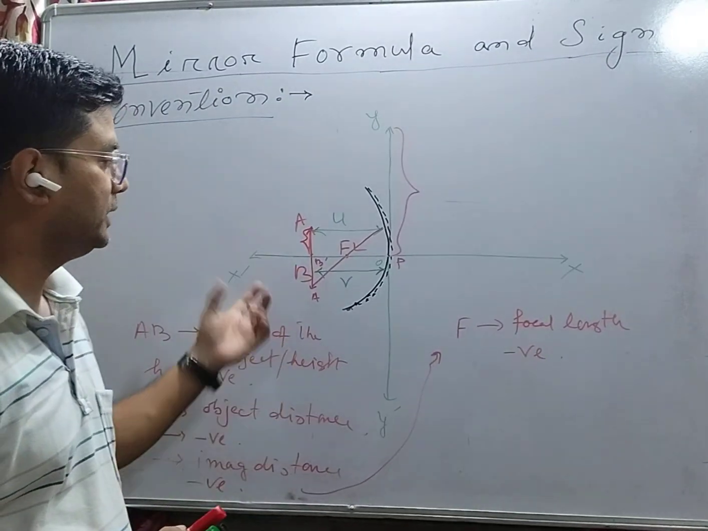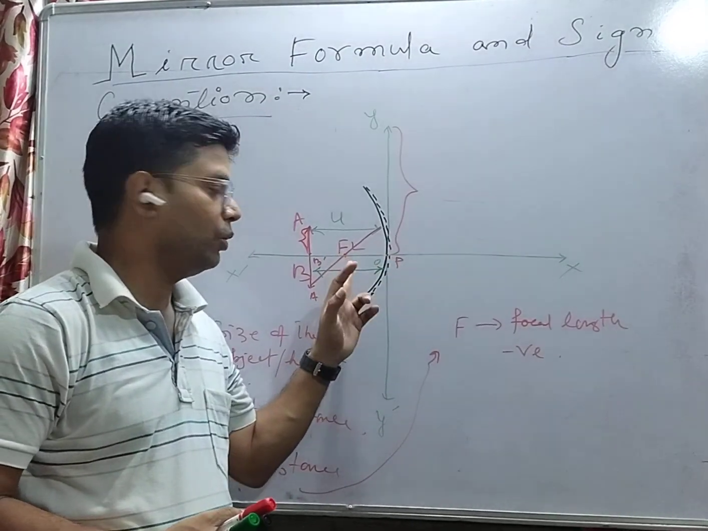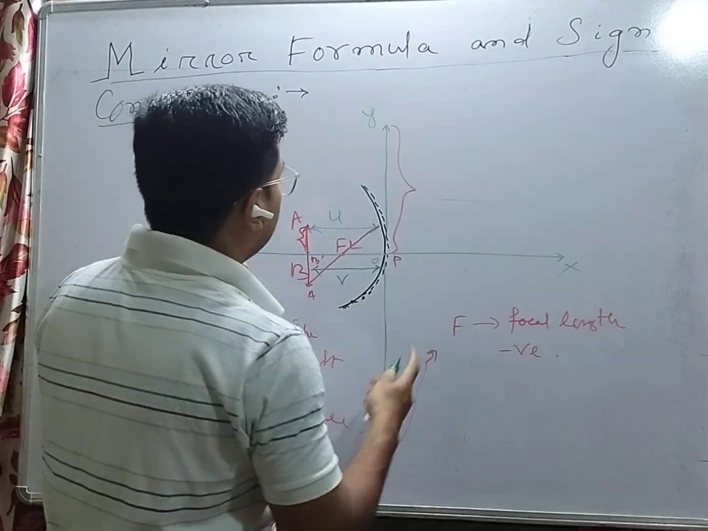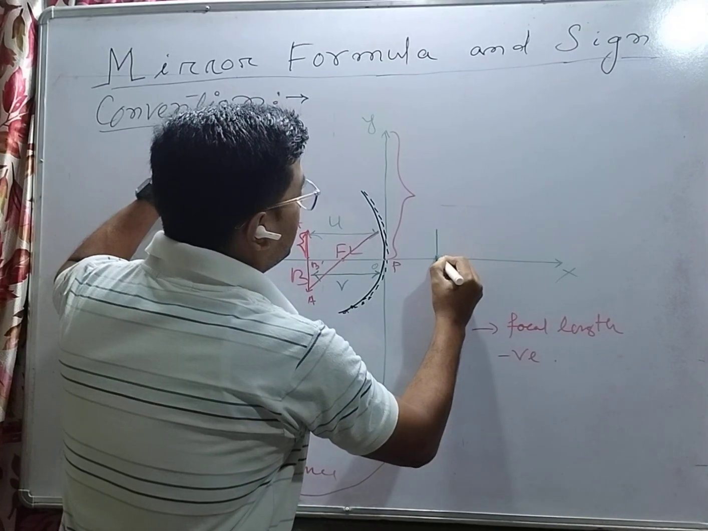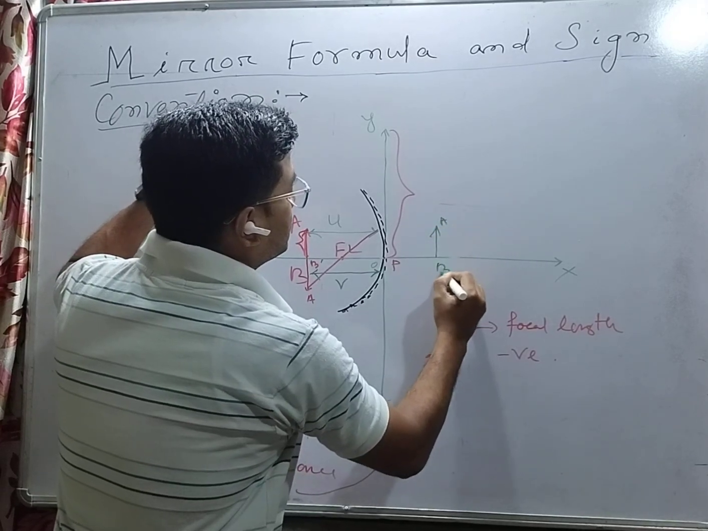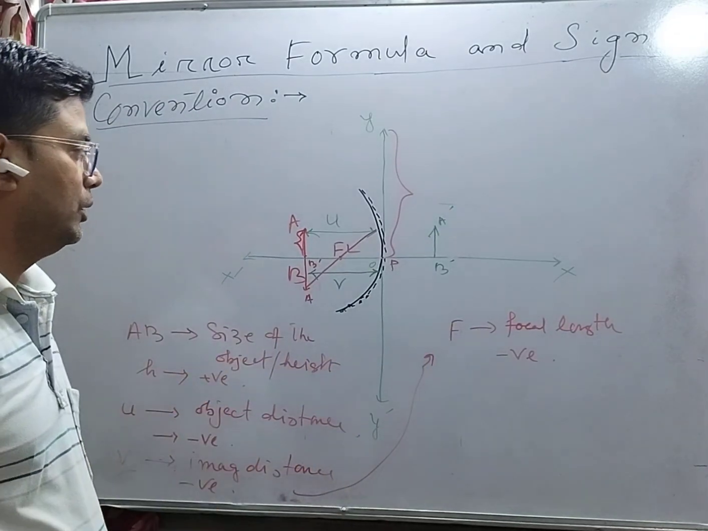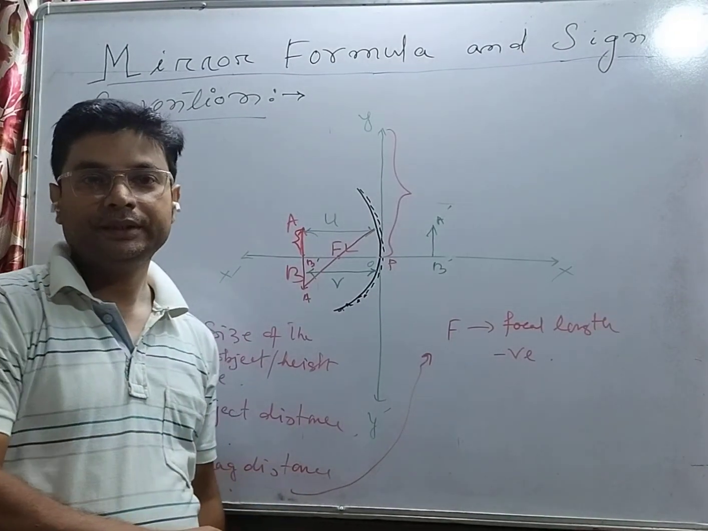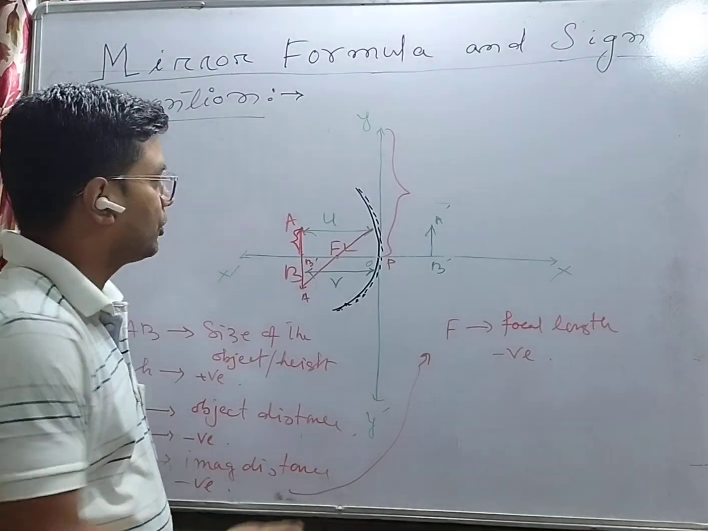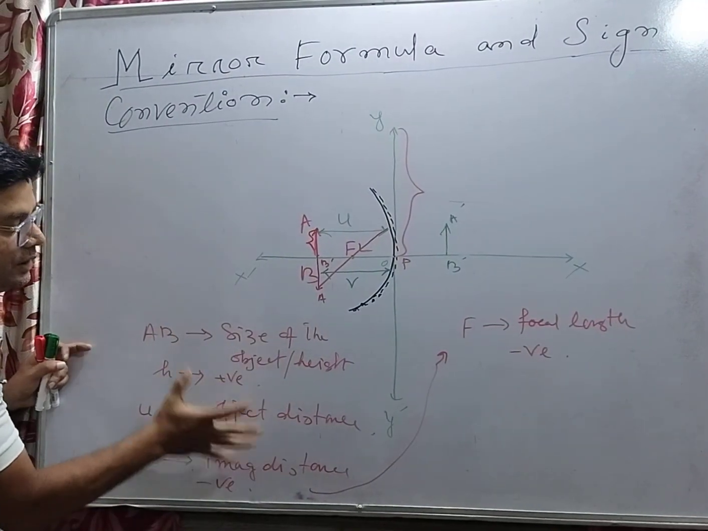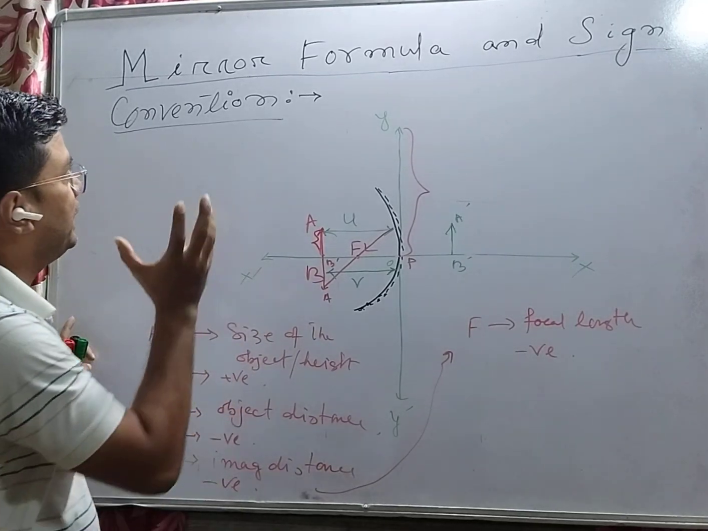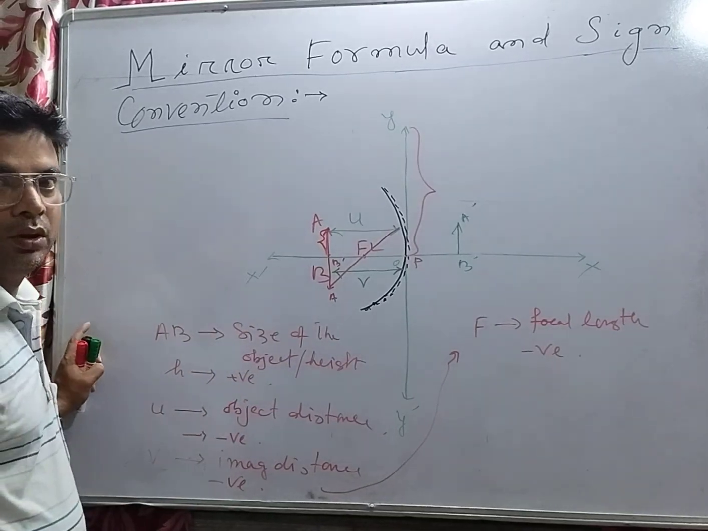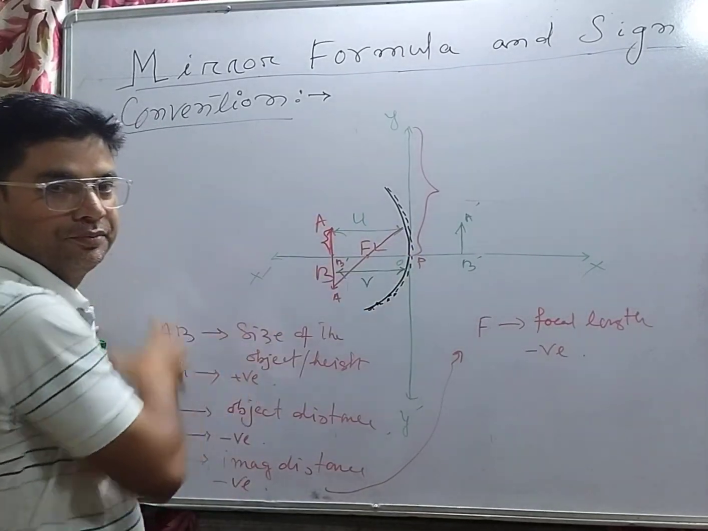When the object is placed between focus and pole, then the concave mirror will form a virtual image, and the image will be behind the mirror. In that case, image distance will be different. Image distance will be positive. It becomes positive, right? For a concave mirror, all this information is very important to solve numericals relating to the mirror formula. To understand this, you can use a rectangular coordinate system like this.